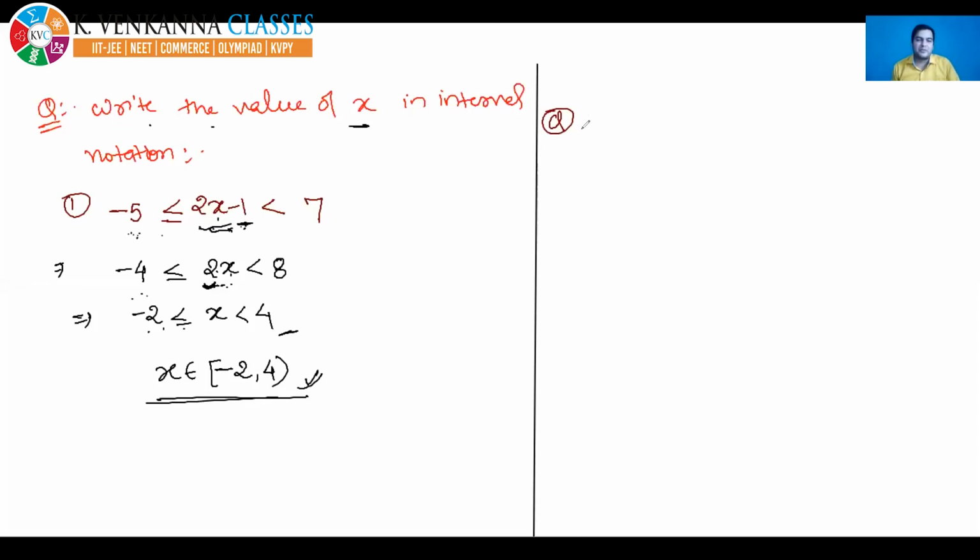Okay, ready for the next problem? Can you give me the correct answer? The value of x you have to give me in interval notation, and your inequality is (3x minus 2) divided by 5, less than or equal to 2, greater than or equal to minus 3. So remove equality from one side.